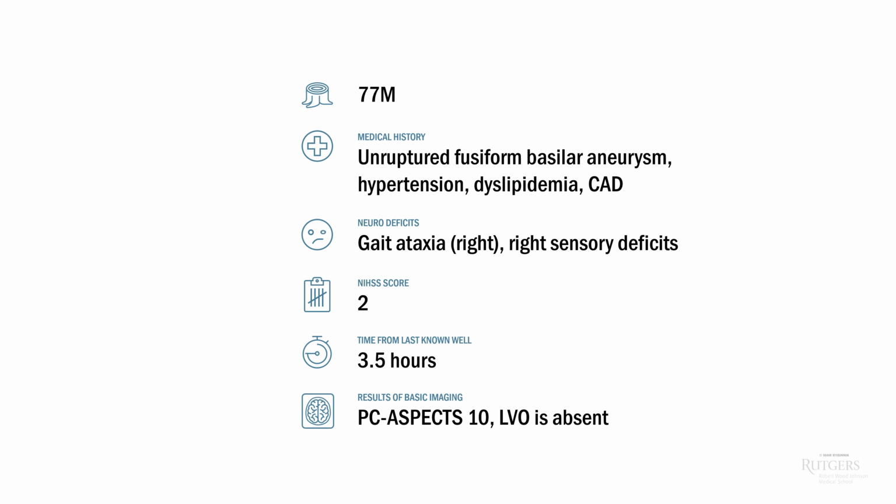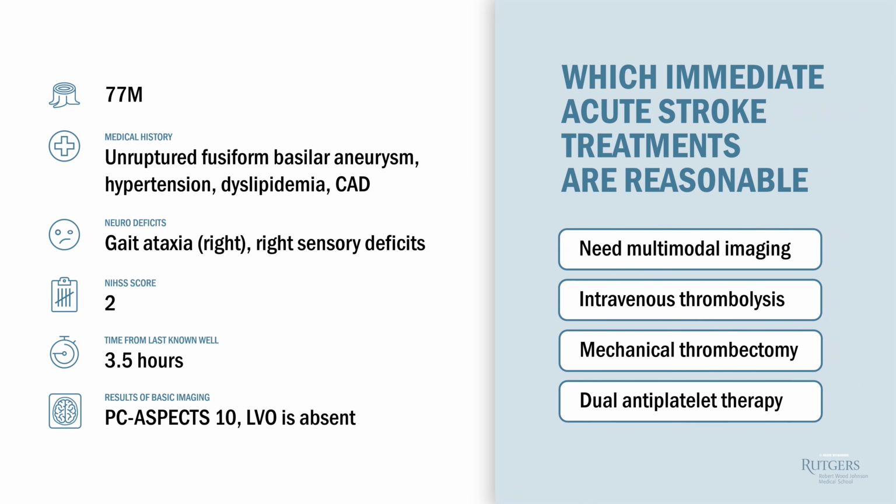At this point, our patient feels that the deficits have improved and are currently non-disabling. It's 3.5 hours after symptom onset. Head CT shows no acute pathology. Vessel occlusion is absent, and that basilar artery aneurysm looks exactly the same as the previous scans. What do you do now?